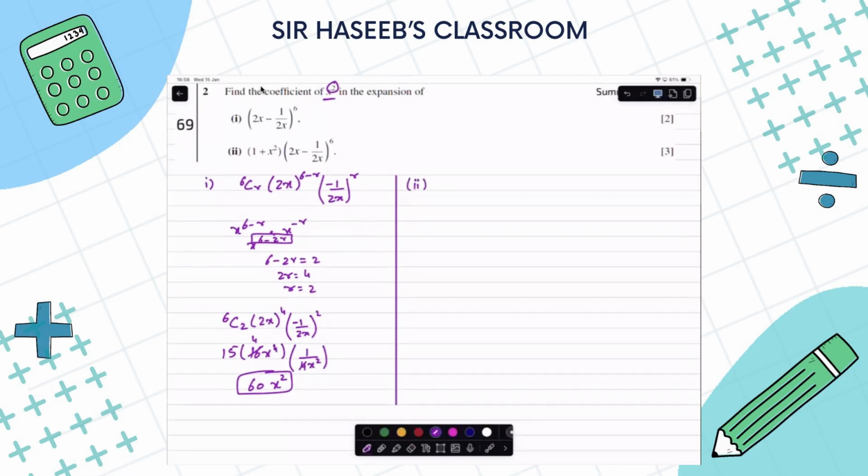Okay. So coefficient is 60. In part 2, it says the coefficient of x square in the expansion of this multiplied by (2x minus 1 over 2x) whole thing power 6. Now, what you need to predetermine is what terms do you need in here? You need an x square term, which you already have. And you need an independent term, which has x power 0, a constant term, isn't it?